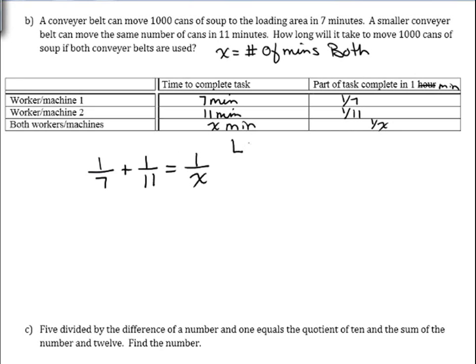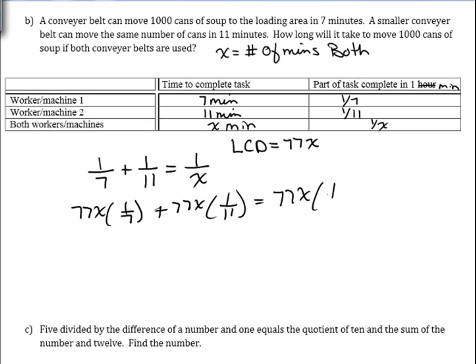We want to find our LCD. And 7 and 11 are both primes. We need to multiply those together, so that's 77. And then we also need the x to get rid of this fraction. We're multiplying everything by 77x. And again, you can write these 77x's over 1 if that helps you.